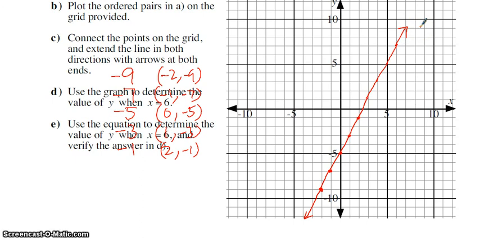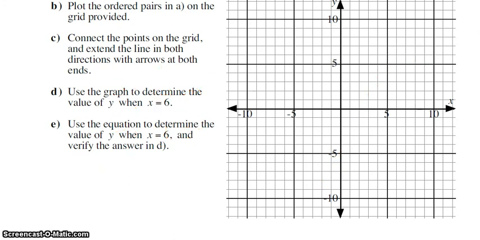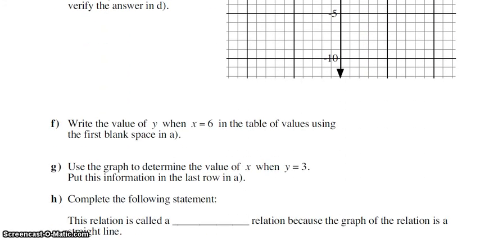Use the graph to determine the value of y when x is 6. Here we go. The coordinate is 6, 7. Okay. Use the equation to determine the value of y when x is 6. So y is 2x minus 5. Y is 2 times 6 minus 5. So 12 minus 5 is 7, as we see it here. So a relationship can be represented by a graph, by equation, by ordered pairs, by many different ways. Write the value of y when x is 6 in the table.